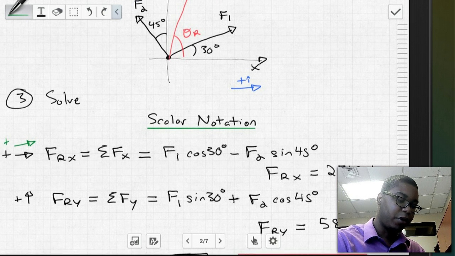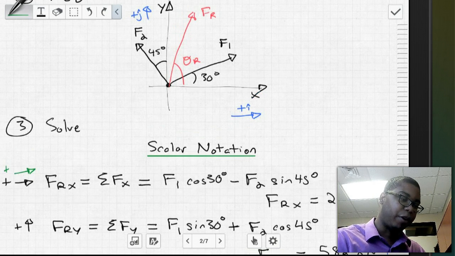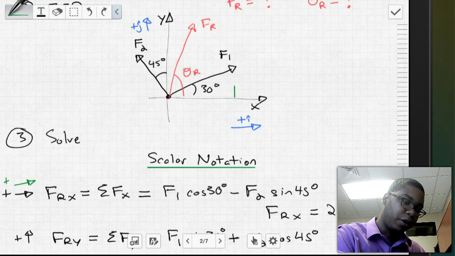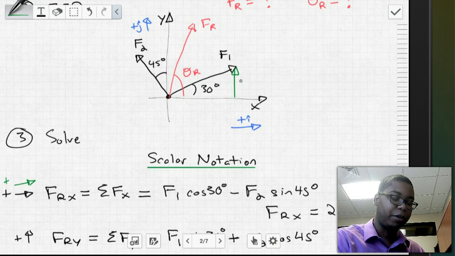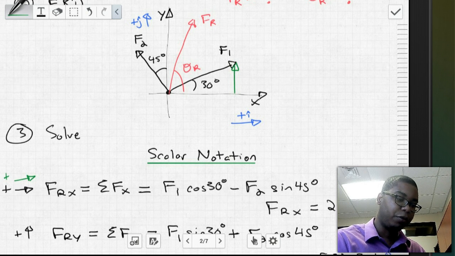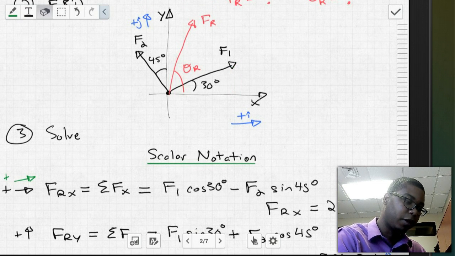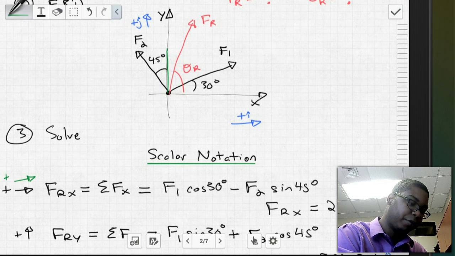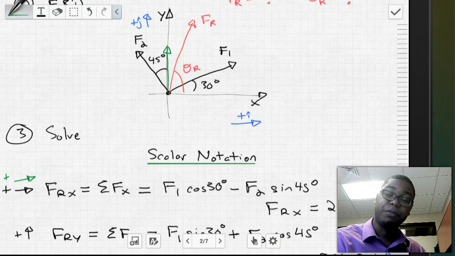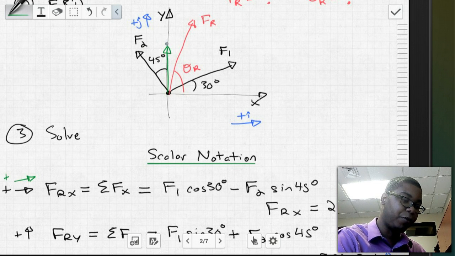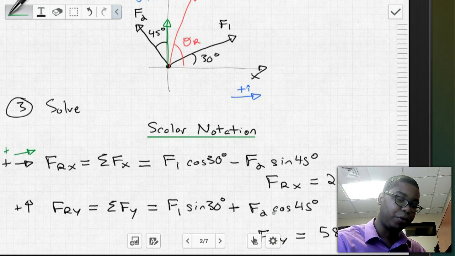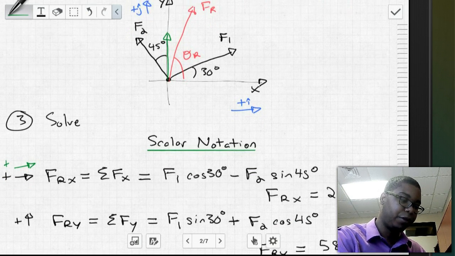Now let's do the same thing for the y components, where if we look at F1, we know that the y component is going to be the opposite component, and when we are finding the opposite component, we'll find that it is equal to F1 times sine of 30 degrees. And then when we do the triangle here, we're looking at the adjacent component because it's on the y-axis. When we're looking at the adjacent component, we'll find it to be F2 cosine of 45 degrees.